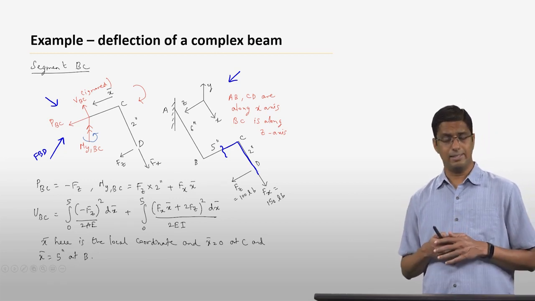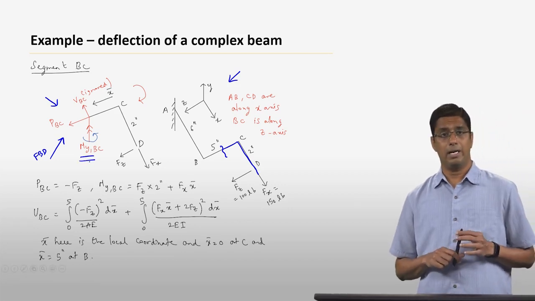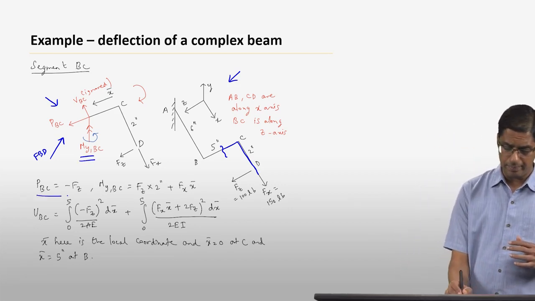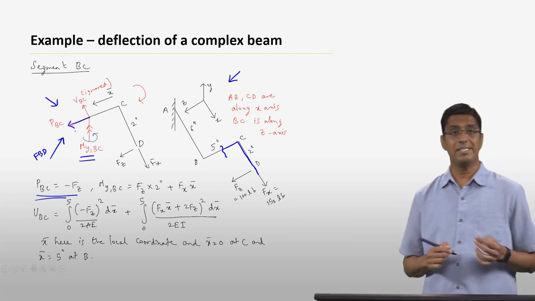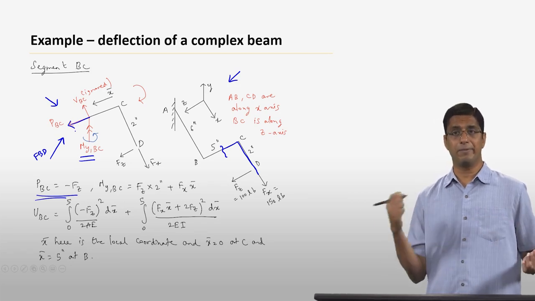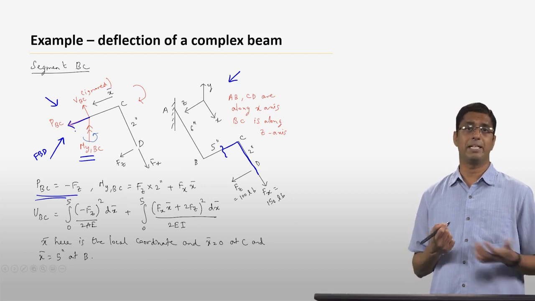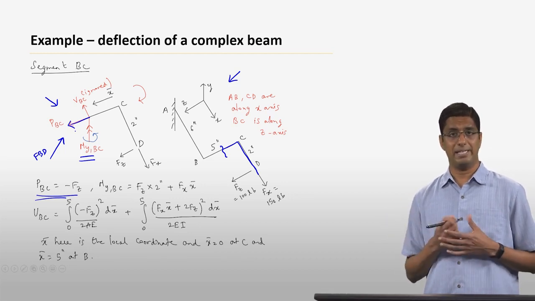Okay, so in this case again, the bending moment is MBC, and this force here, PBC, I have taken to be in this direction. So PBC is going to be minus Fz, because Fz plus PBC will be equal to 0 for force equilibrium to be satisfied, which means that PBC is going to be equal to minus Fz.